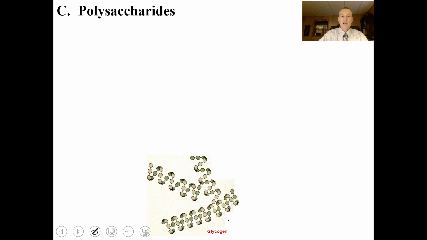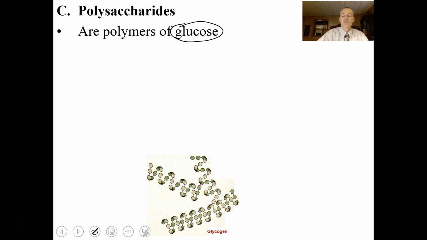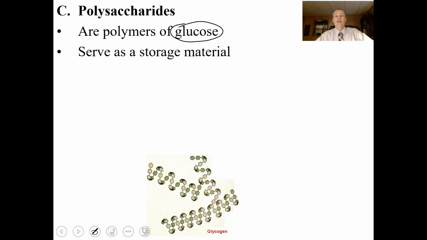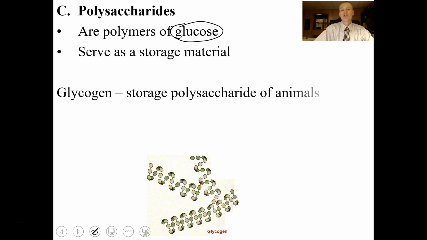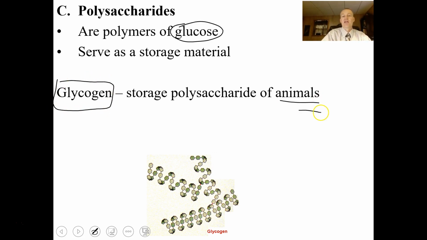Now, poly means many, and saccharide means sugar. So many sugars put together make a polysaccharide. So these are polymers of glucose, and these serve as a storage material that we use to store energy. Glycogen is the storage polysaccharide found in animals. And here's a picture of it down here below of what it would look like. Each of those little parts is a glucose molecule, and you can see there's lots and lots of them.